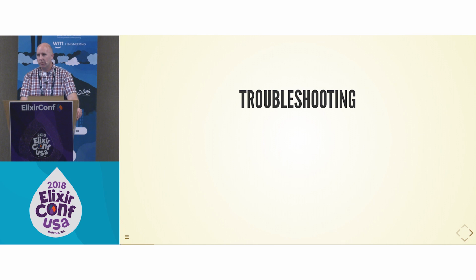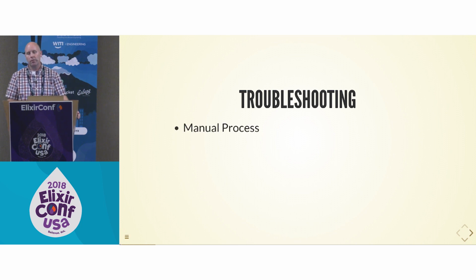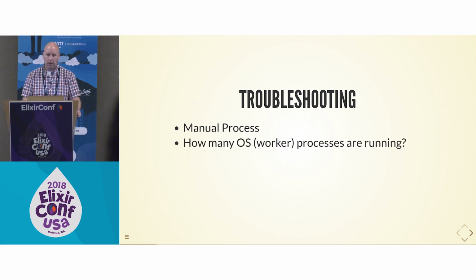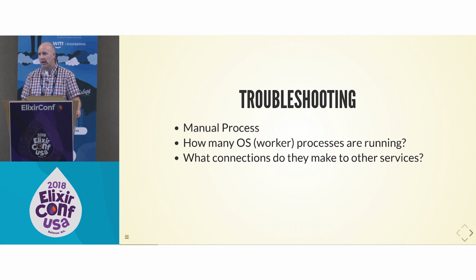So how do we troubleshoot these issues when they arise in our legacy infrastructure? Well, first of all, it's a manual process. We have to SSH in to that instance and execute commands from the command line to see what's going on. Some of the questions we might ask ourselves are, how many operating system processes are running? What connections do these services make to other services?